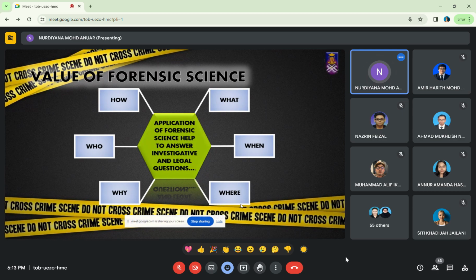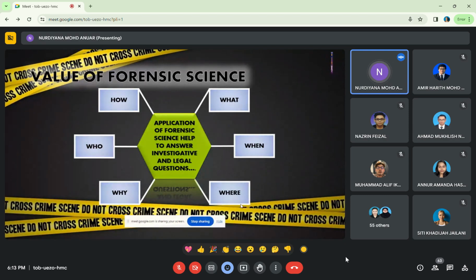So it can help to answer those questions. For example, during the postmortem, we can determine the time of death. So when did the victim die? Okay, where? The locations. For example, we found a dead body, but the scene where we found this dead body is not consistent with the injuries suffered by the victim. There's a possibility that the victim was not killed in that area.